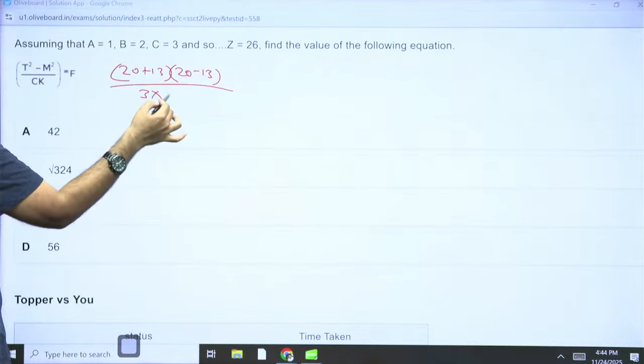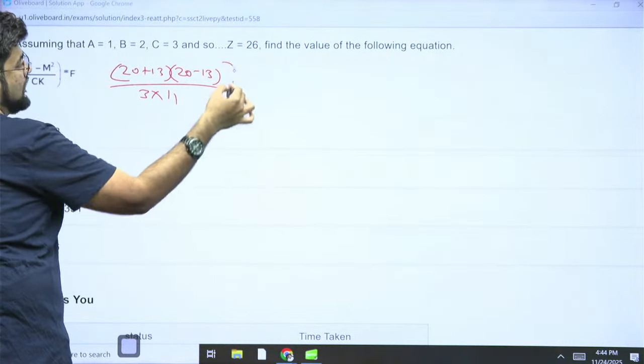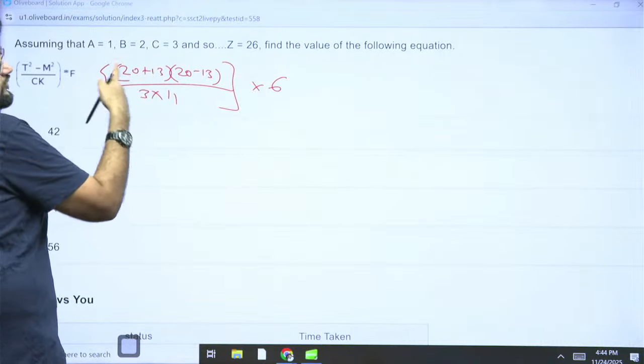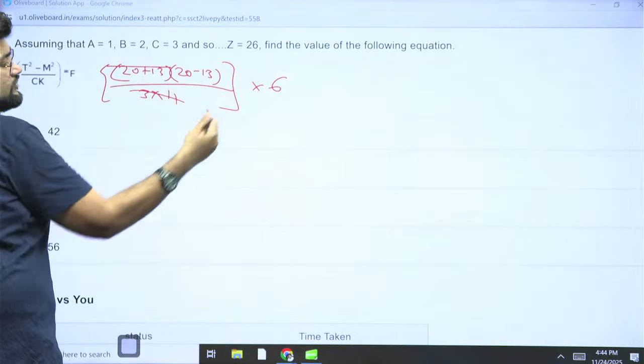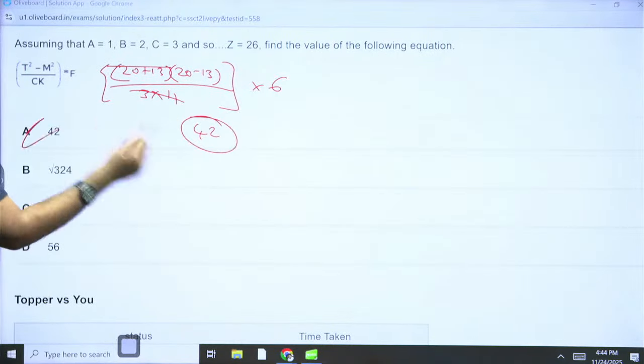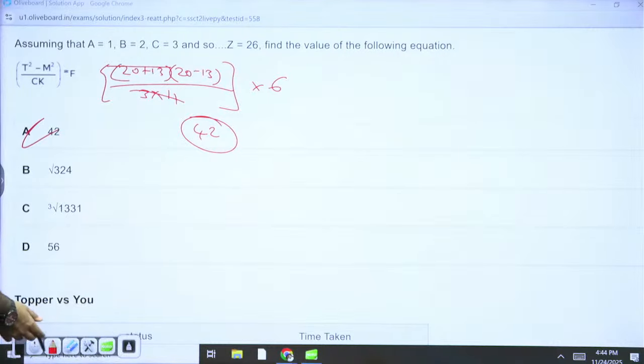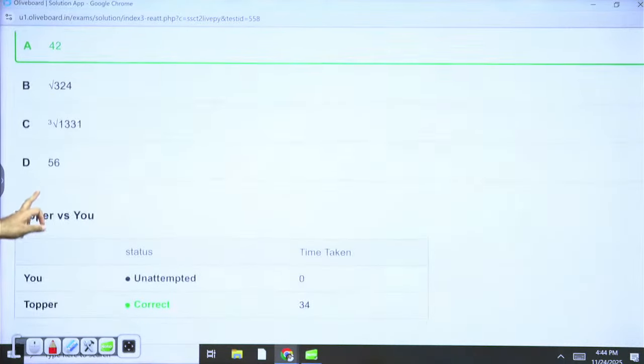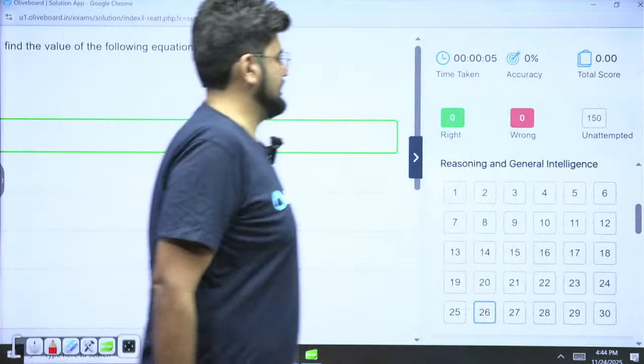C into K, that is 3 into 11. And this whole thing is multiplied by F, which is 6. Now this is 33, so this will get cancelled here. This is 7 into 6, 42. Cool? Easy? 34. Great. Next.